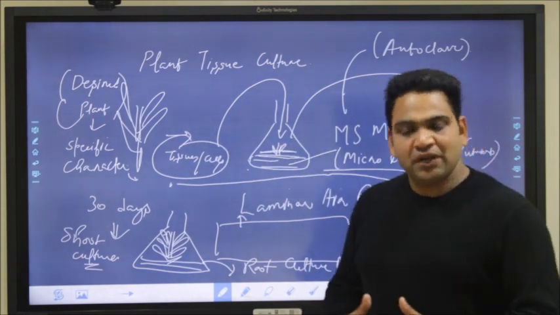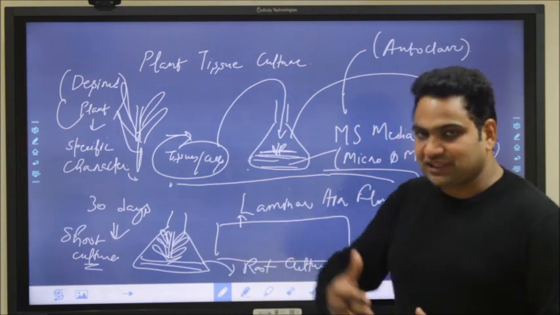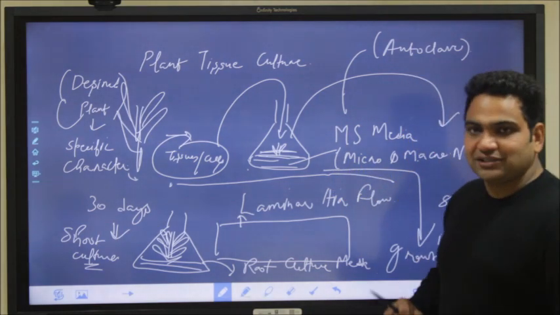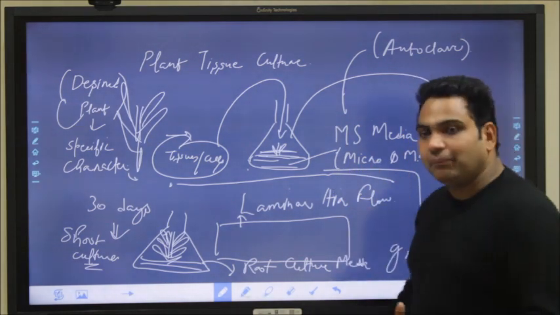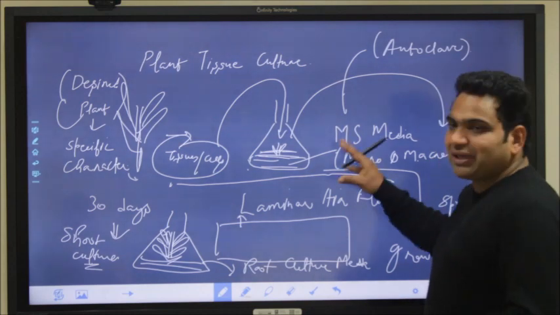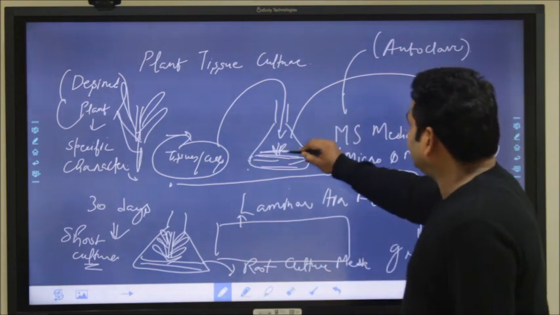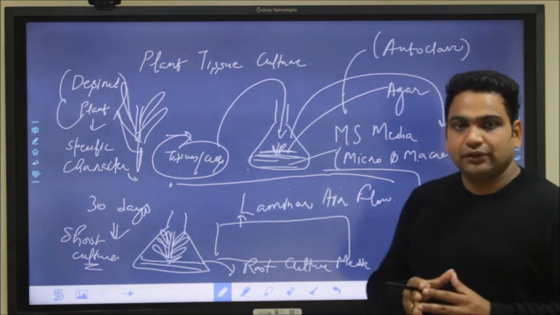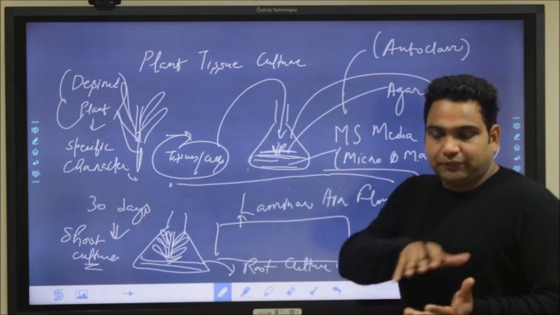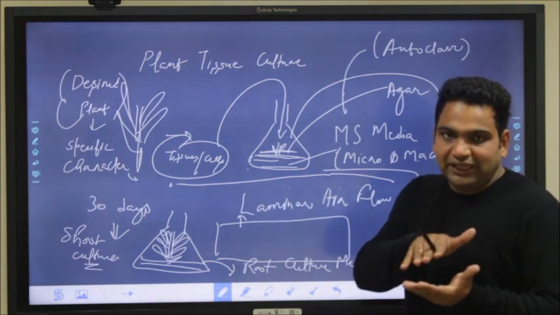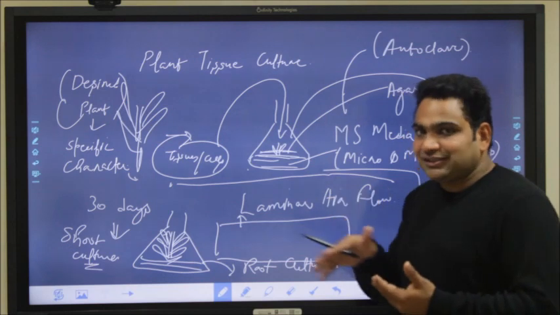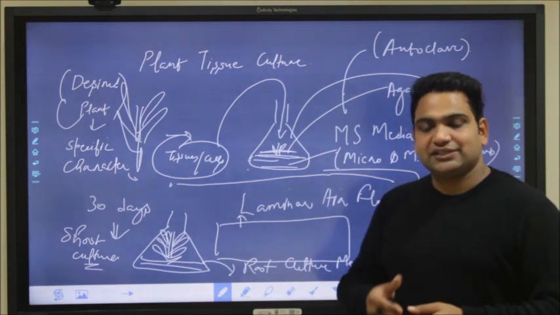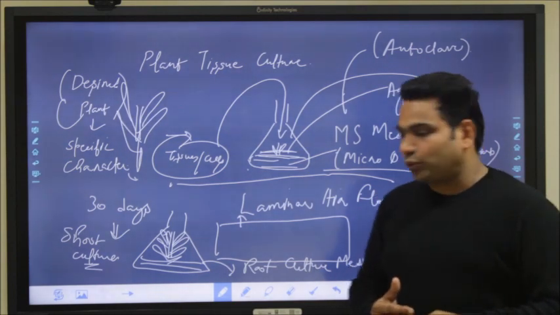And what is MS media? It is basically a nutrient media. As I discussed earlier, it contains particularly micro and macronutrients which are useful for the growth and development of the plant. In the MS media, there is also agar. It provides solidification. It makes the media a solidified media like gel, and agar is used for this function. Also, I have discussed that there is a use of plant growth regulators.